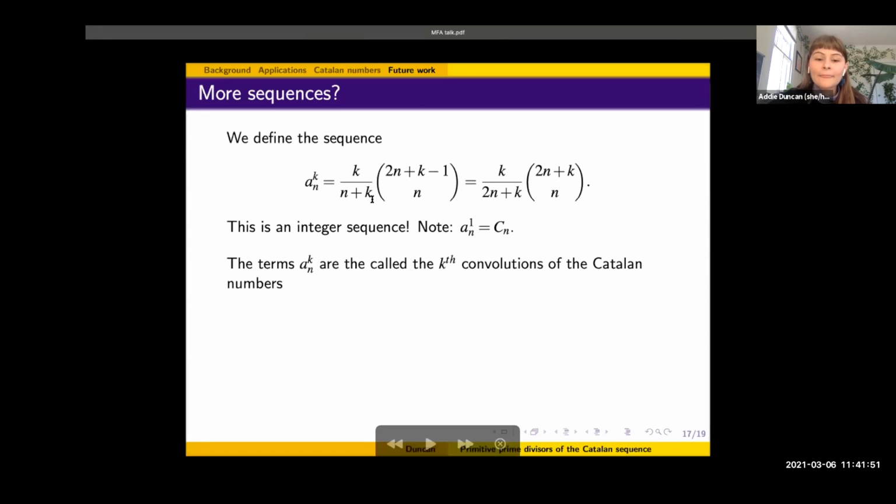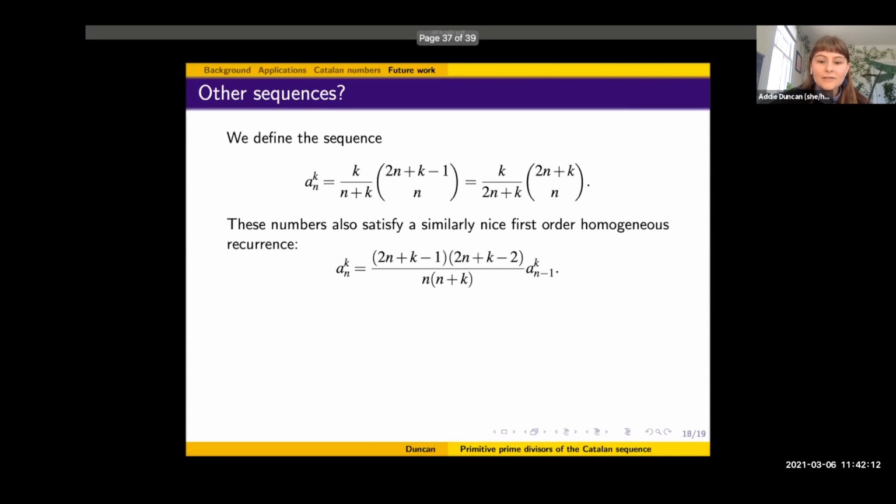You'll notice that this is similar to the formula of the Catalan numbers, but now we have this extra variable k, and it turns out that when k equals 1, we get exactly the Catalan sequence. They're called the convolutions because they come from convolving the generating function of the Catalan numbers k times. I was interested in looking at the primitive prime divisors of this sequence, particularly because it preserves the really nice property of the Catalan numbers of having a first order homogeneous recurrence.